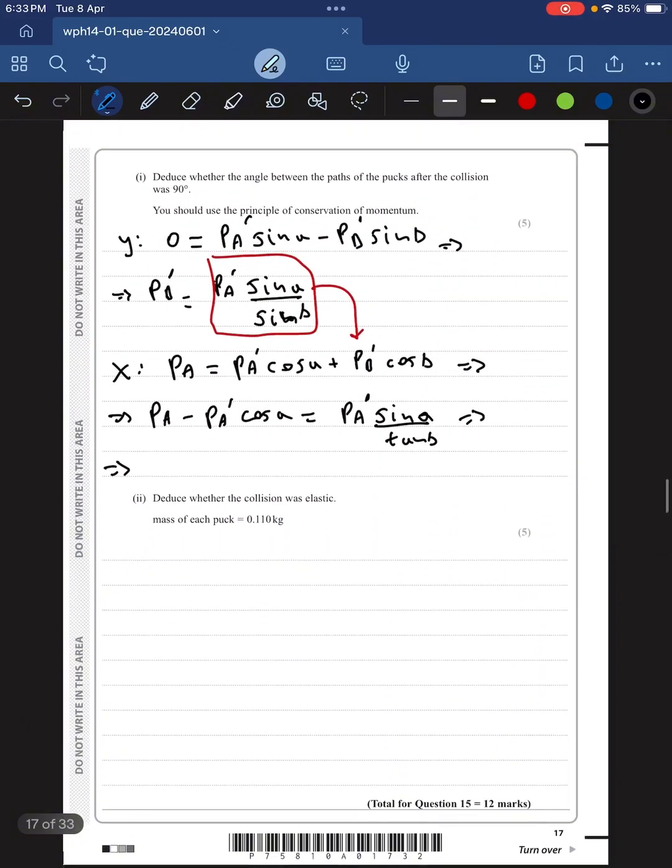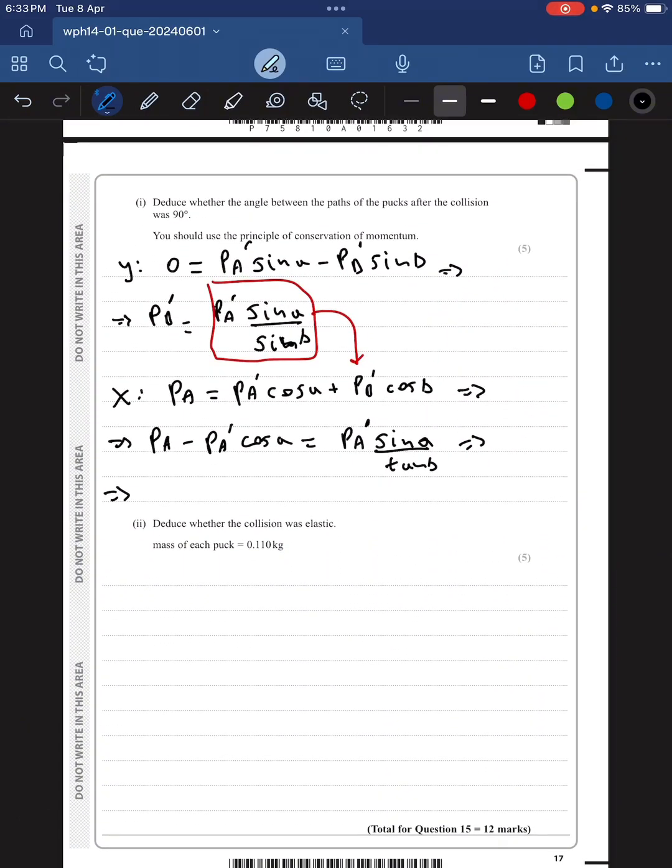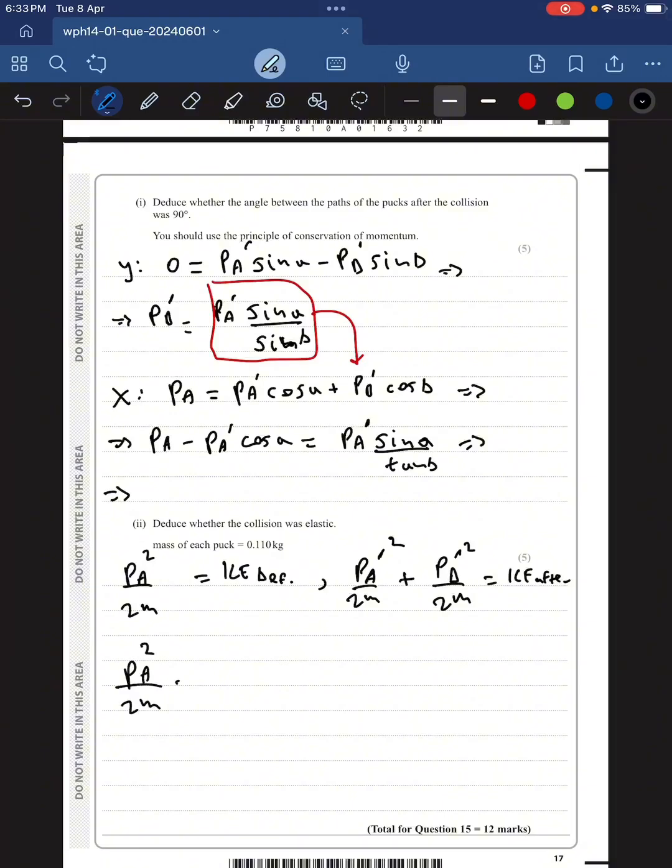Okay, and the last part is to deduce whether the collision was elastic. For elastic collisions, we additionally have conservation of kinetic energy, so we have to calculate PA squared over 2m, which is the kinetic energy before, and PA prime squared over 2m plus PB prime squared over 2m, which is the kinetic energy after, okay? So if we set these two equal to each other, we see that PA squared over 2m must equal PA prime squared over 2m plus PB prime squared over 2m.